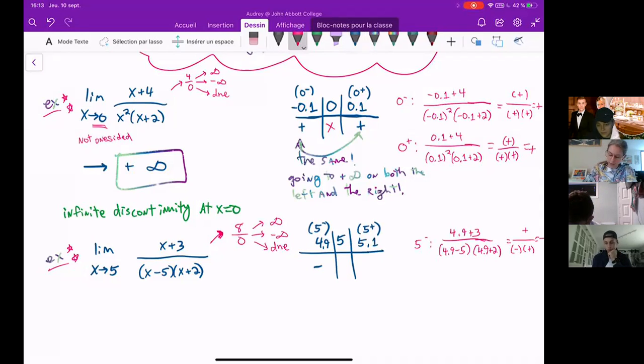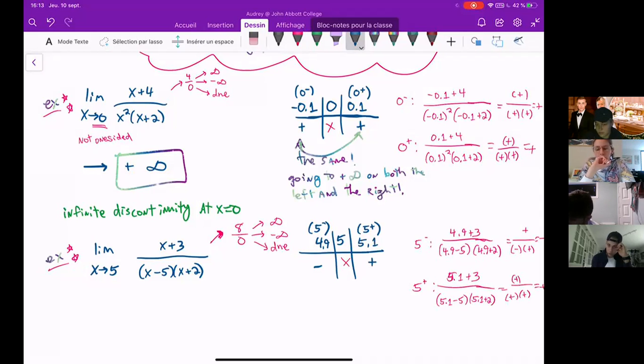And then for 5 from the right, I do something similar, but I plug in 5.1. And now I have positive, positive, positive, which results in a positive. They're different. What does that tell me? Does not exist. It tells me on the left side I'm going down to negative infinity, but on the right side I'm going up to positive infinity.